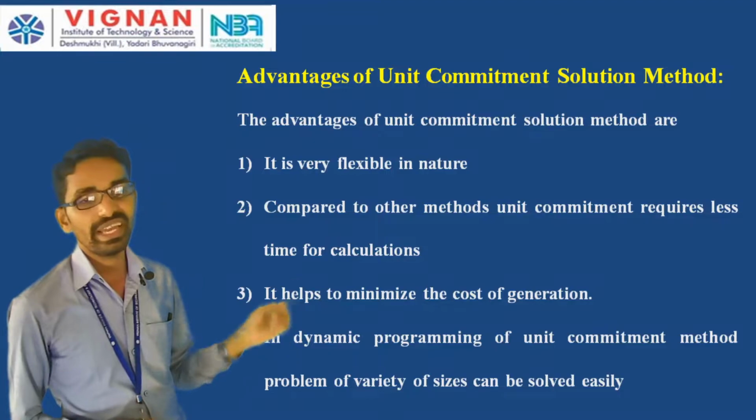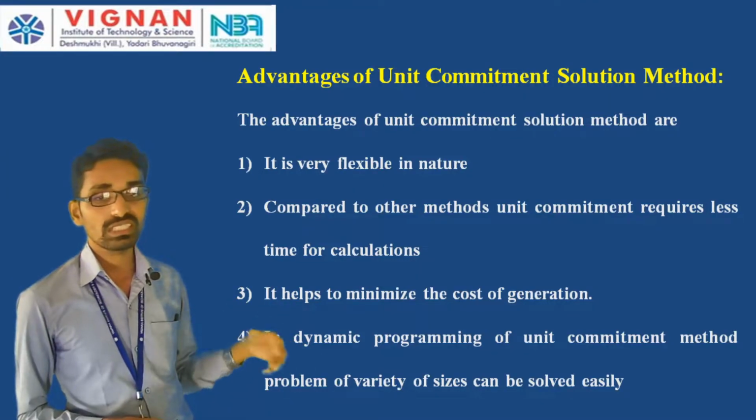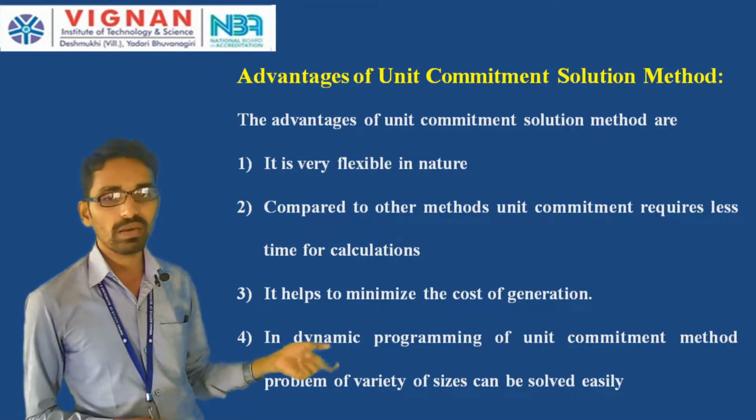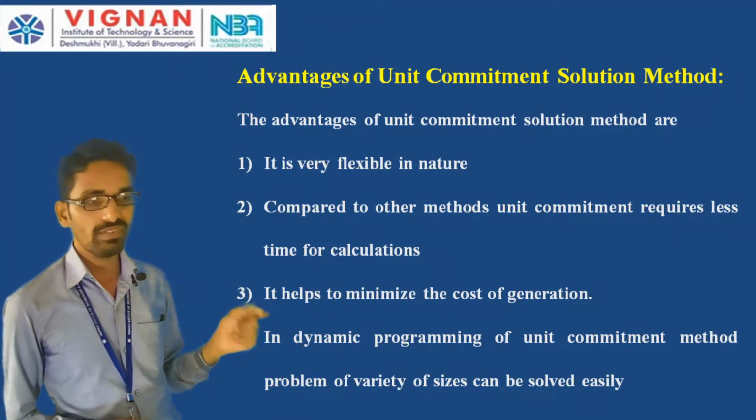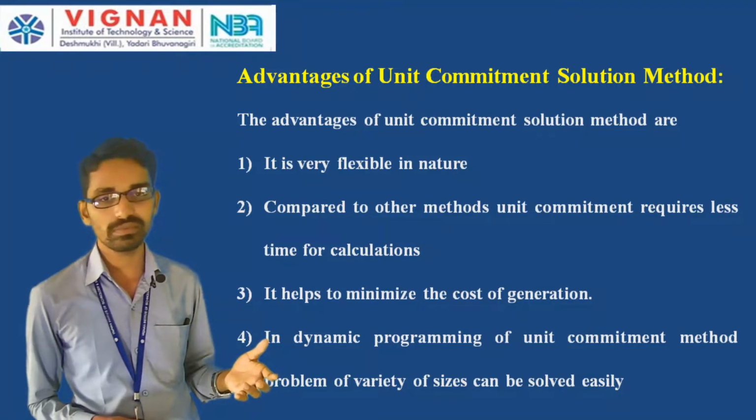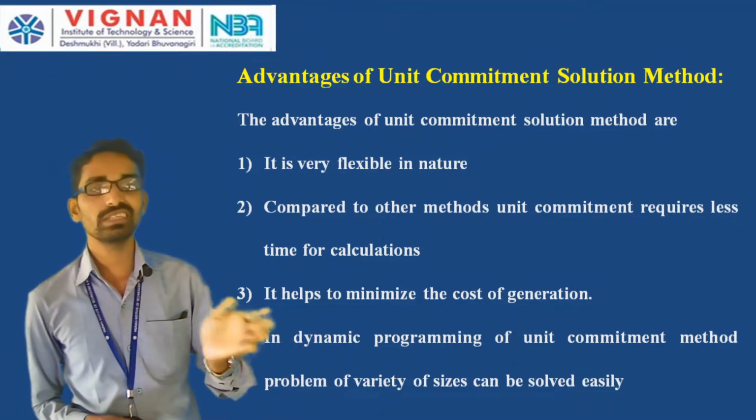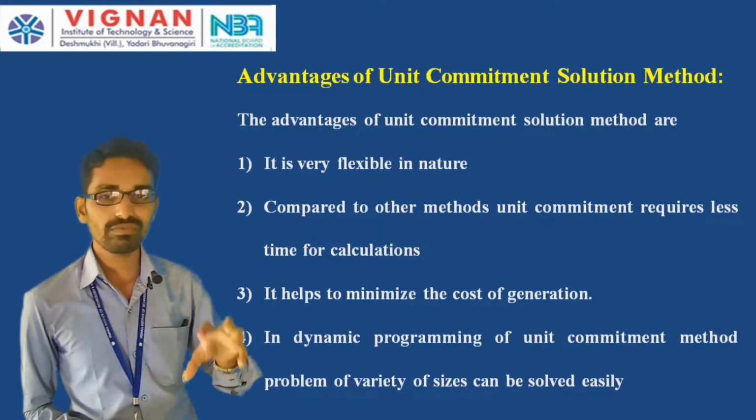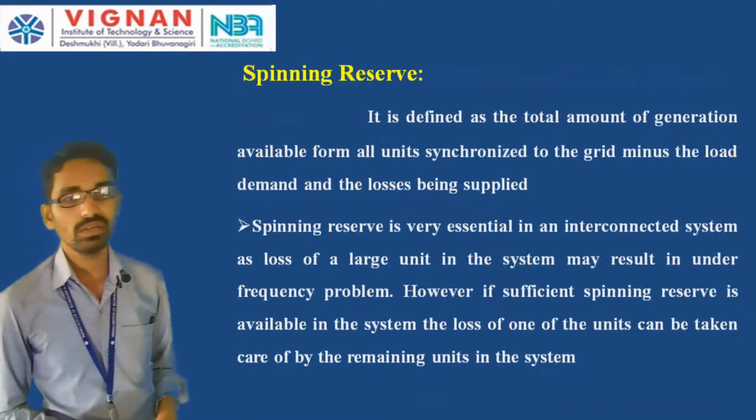The fourth one is that in the dynamic programming unit commitment method, the problem of variety of sizes can be solved easily. We are not having only a single generator unit, we have many generating units of different sizes. One generator has 200 megawatts, another generator unit has 600 megawatts, one more generating unit has 500 megawatts. There is a variety of sizes, and these can be solved easily by using dynamic programming. That is the advantage of this unit commitment solution method.